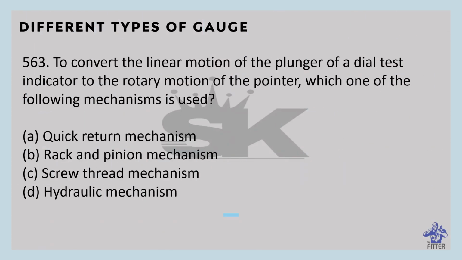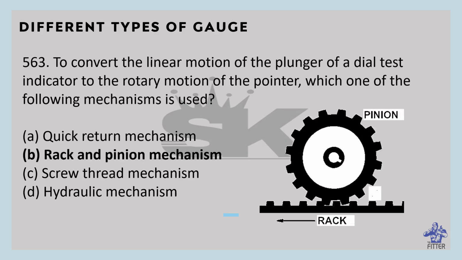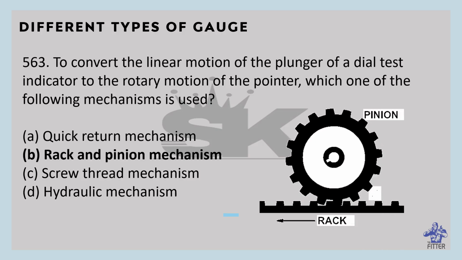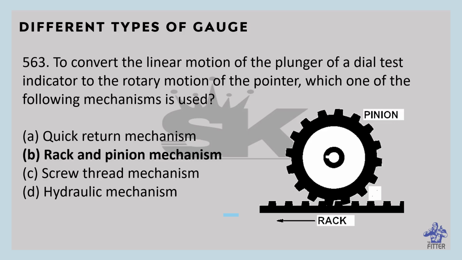To convert the linear motion of the plunger of dial test indicator to the rotary motion of the pointer, which one of the following mechanisms is used? That is the rack and pinion mechanism. This is how the dial test indicator works. It converts the linear motion of the plunger of the dial test indicator to the rotary motion. You can see here in the image.